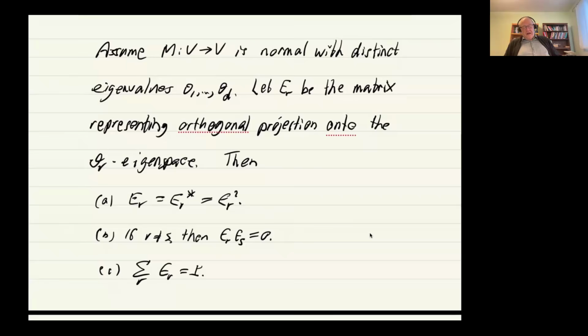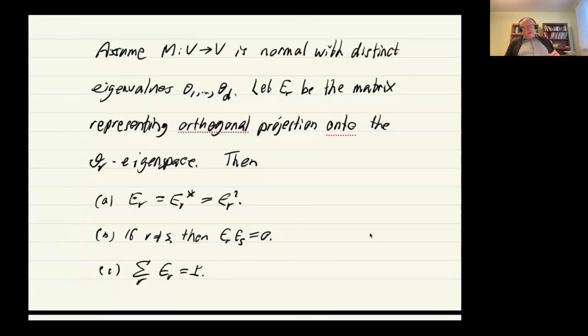So these E_r and E_s are orthogonal, and the sum of the projections is the identity, because we're assuming the matrix is normal. We can find an orthogonal basis for each eigenspace. The union of those orthogonal bases is an orthogonal basis for the entire space, and so from that, the last property holds. So if the matrix is normal, we get these projections. At this point the eigenvalues are playing no role; we're just dealing with eigenvectors.